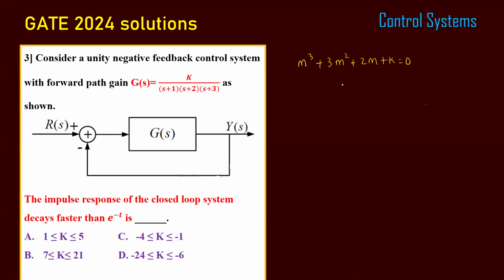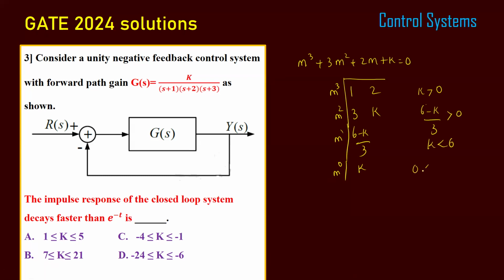I am going to find the k value using the Routh array. The first row elements are 1 and 2. For m square, the elements are 3 and k. For m power 1, 3 into 2 is 6, so 6 minus k by 3. And for m power 0, k. So k greater than 0, and 6 minus k by 3 greater than 0, which gives k less than 6. So k is greater than 0 and less than 6.